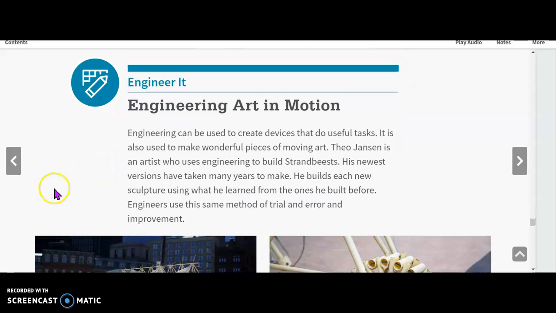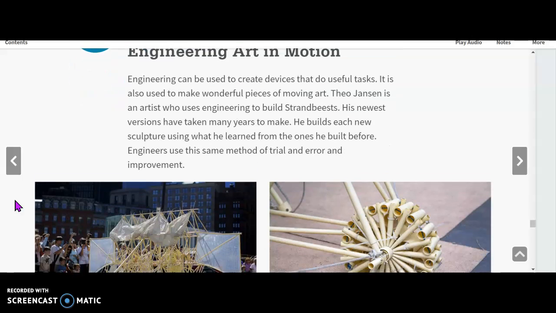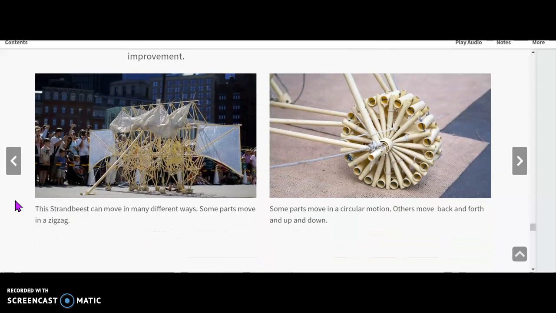All right, page 166. Engineering art in motion. Engineering can be used to create devices that do useful tasks. It's also used to make wonderful pieces of moving art. Theo Jansen is an artist who uses engineering to build strand beasts. His newest versions have taken many years to make. He builds each new sculpture using what he learned from the ones he built before. Engineers use the same method of trial and error and improvement.